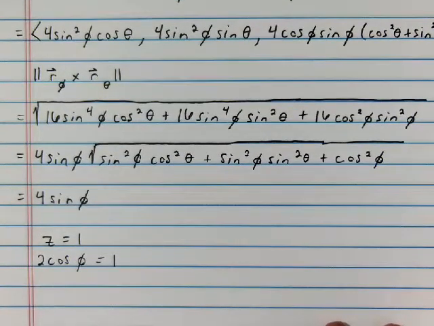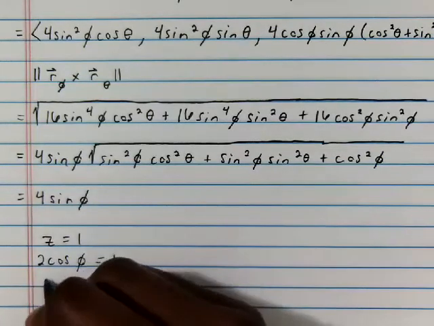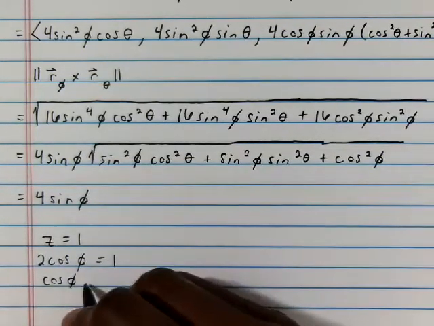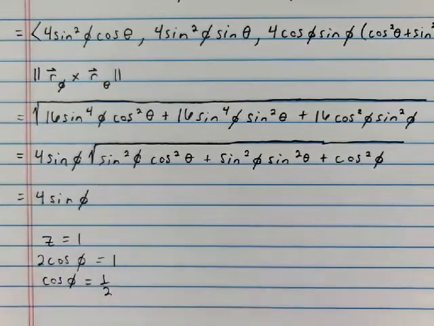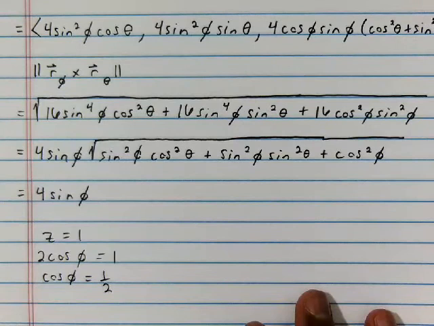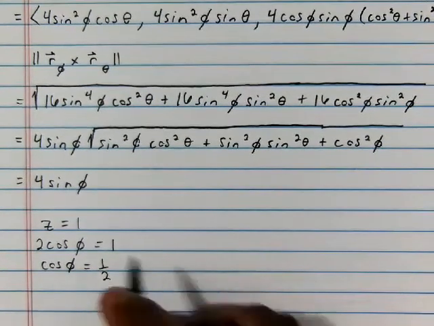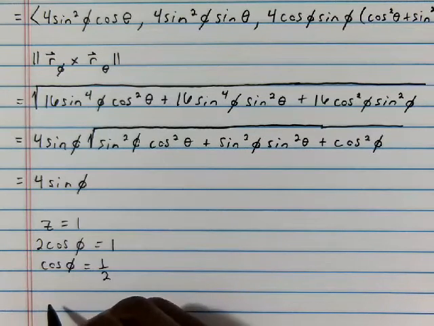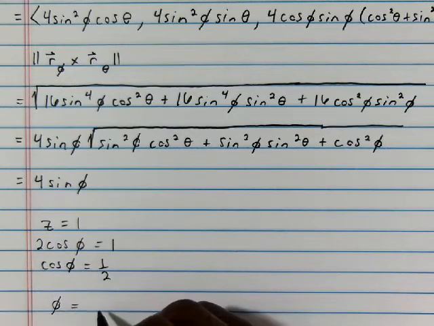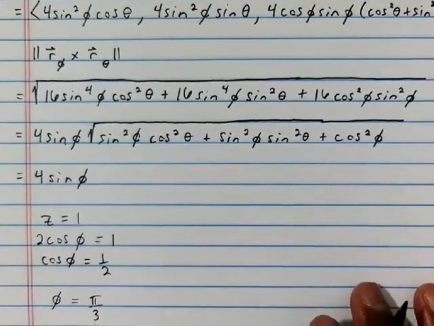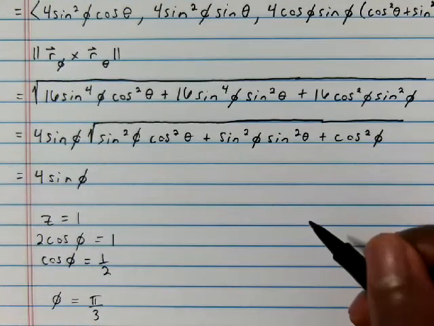Cosine phi equals 1/2, which gives us that phi equals, and we'll write our other bounds, our theta and our actual bounds for phi. We'll put those over here. So phi equals pi over 3. Not 1/2, sorry.